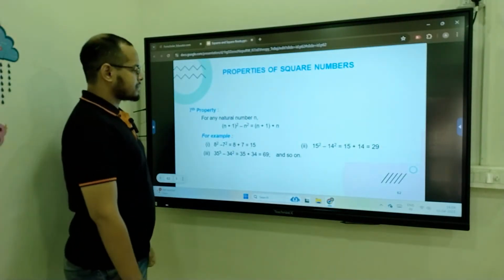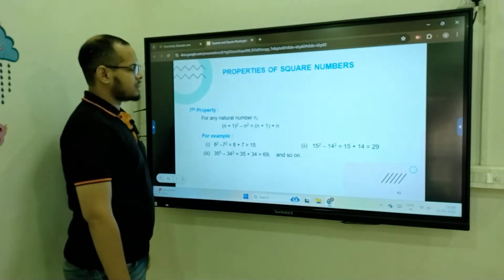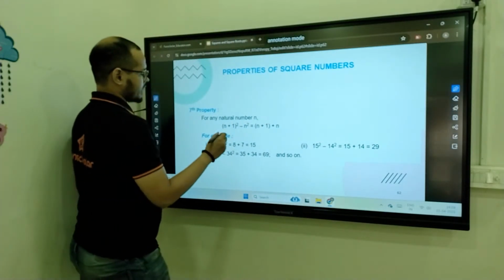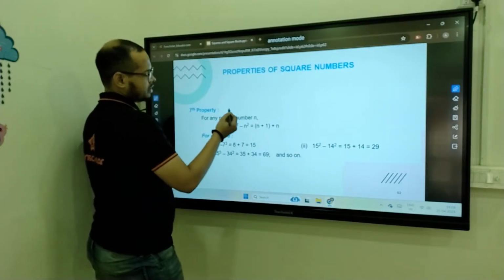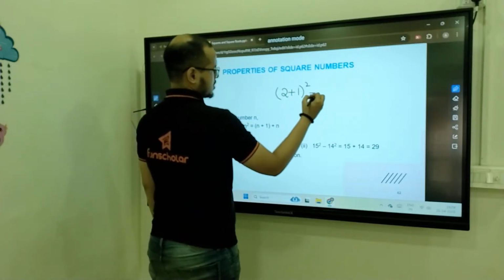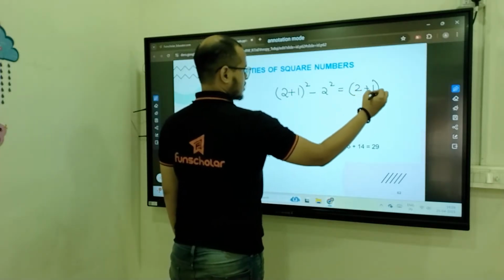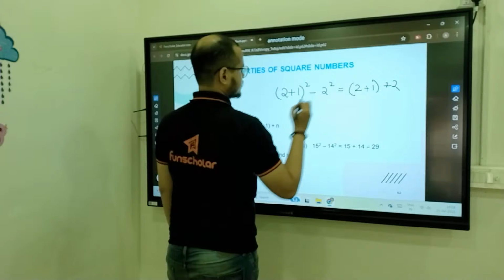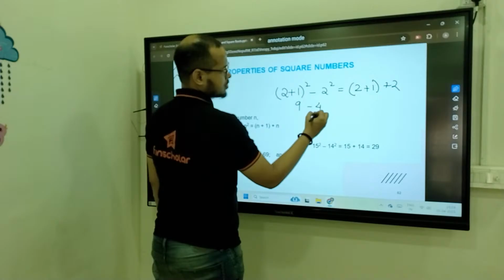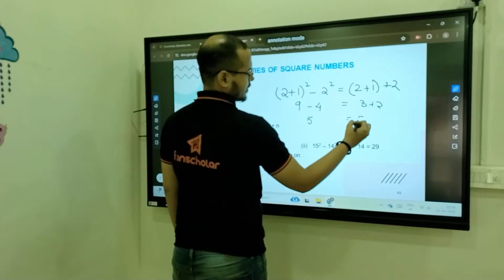For a natural number n, (n plus 1) whole square minus n square will give us n plus 1 plus n. Now what is this all n is about? Okay, let's find it out. Let's take a natural number, let's take 2. So (2 plus 1) whole square minus 2 whole square is equal to 2 plus 1 plus 2. So 2 plus 1 is 3. 3 whole square is 9 minus 4 is 5. This is also 3 plus 2, that is 5.